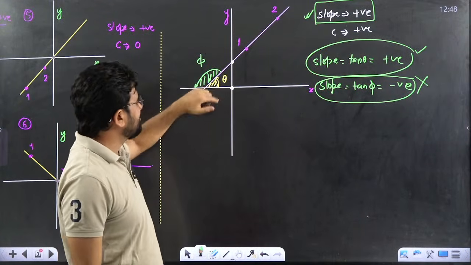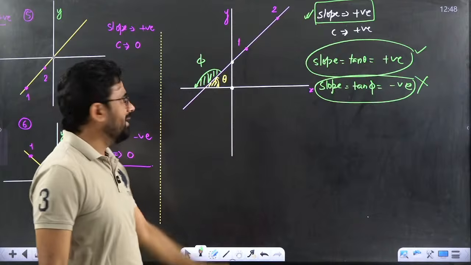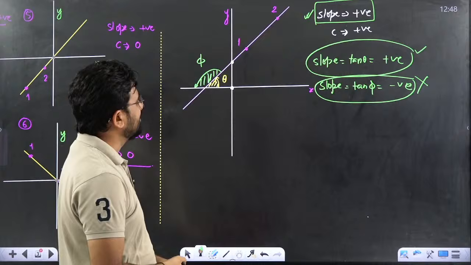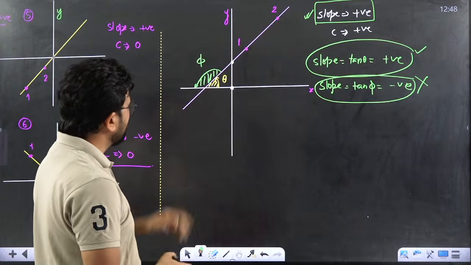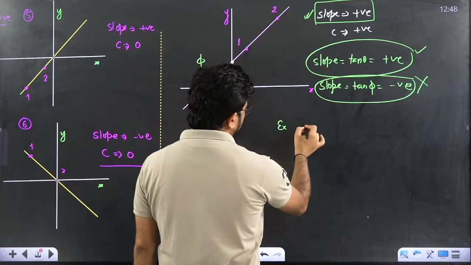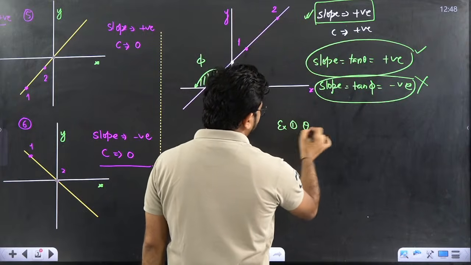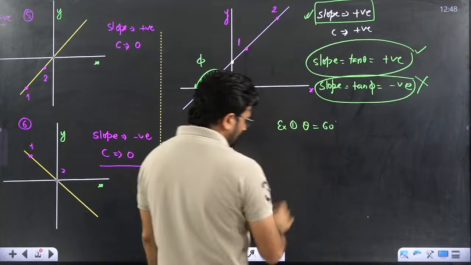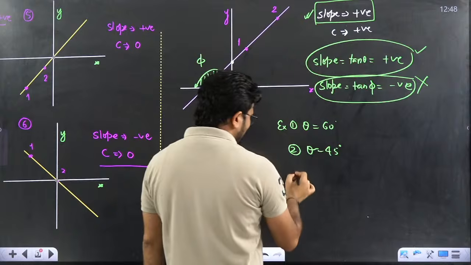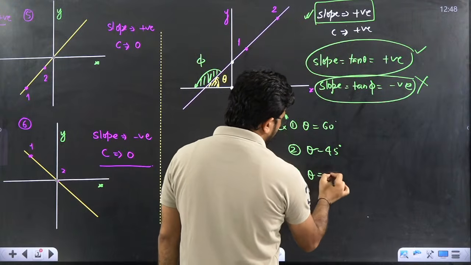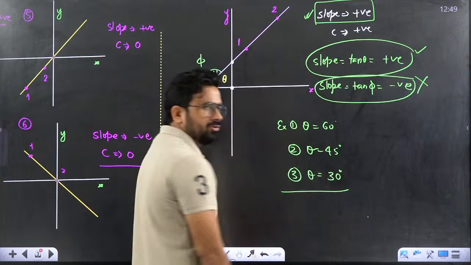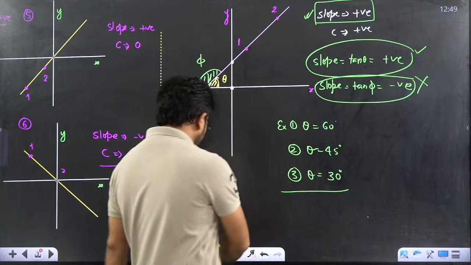So you have to understand it very simply. If with the x-axis you go in the anti-clockwise direction and take this angle, you will get the answer. Now another student will say, sir, okay, we can calculate. So based on this, suppose I am giving you an example. Suppose this theta value is equal to 60 degrees, or theta equal to 45 degrees, or theta equal to 30 degrees. These three angles. So can you calculate the slope? Yes, definitely you can calculate the slope.